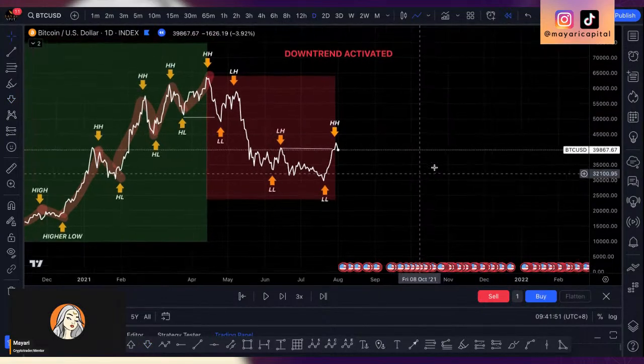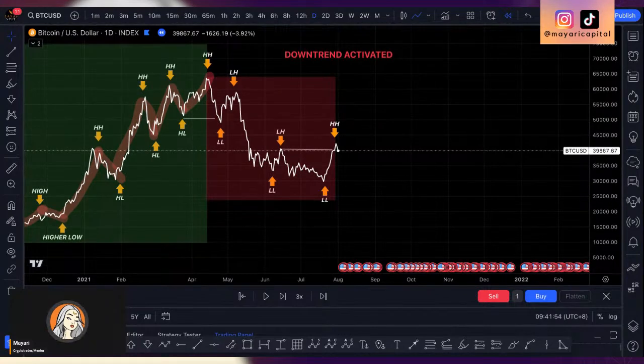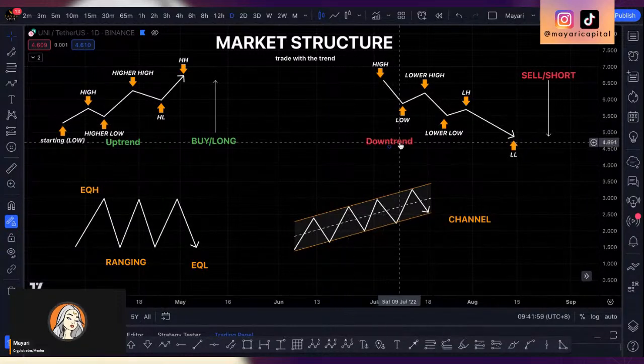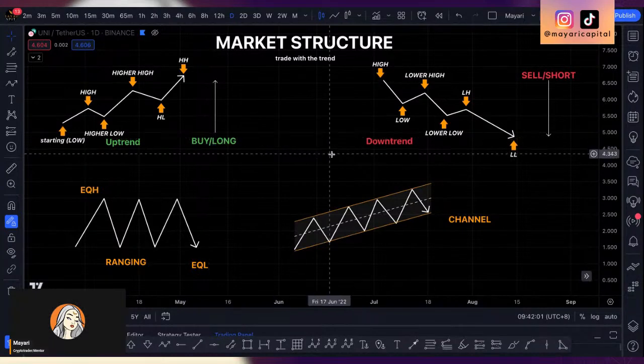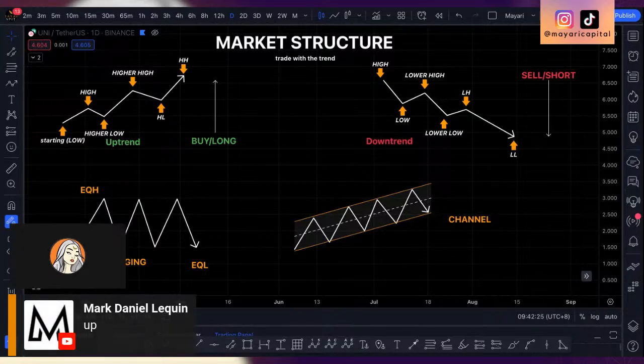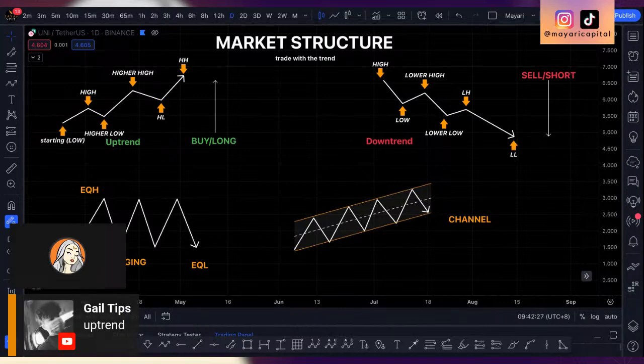This right here is a higher high. So now going back right here, where does the higher high belong? Does it belong to a downtrend or does it belong to an uptrend? Anyone? Let me know in the comments, guys. Does the higher high belong to an uptrend or a downtrend? Yes, there we go. Really good. I'm happy.